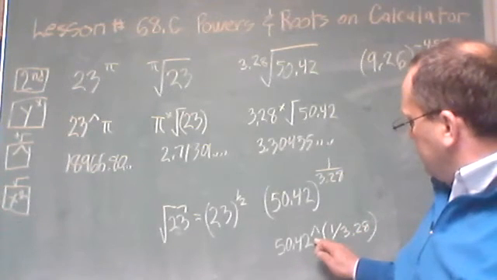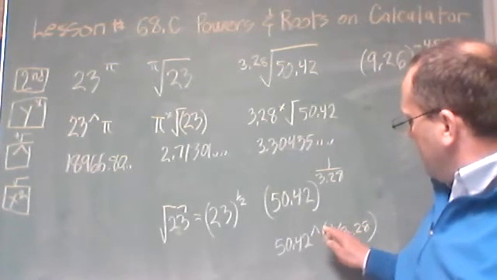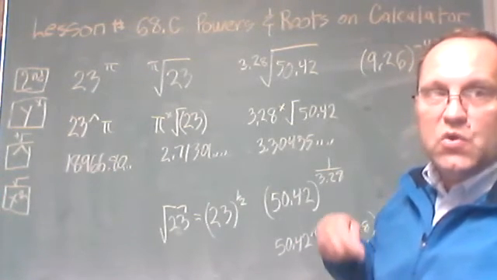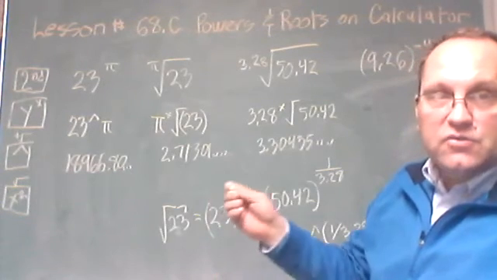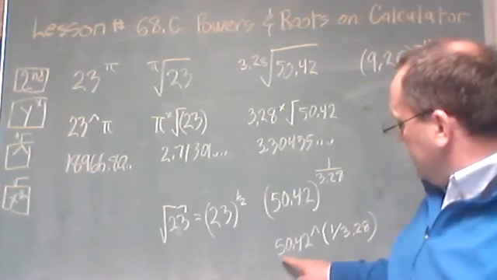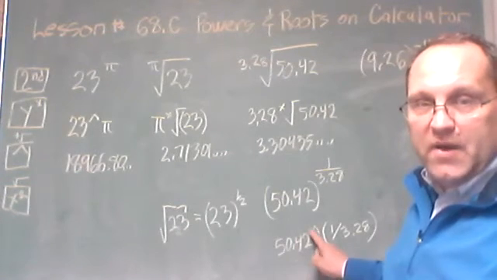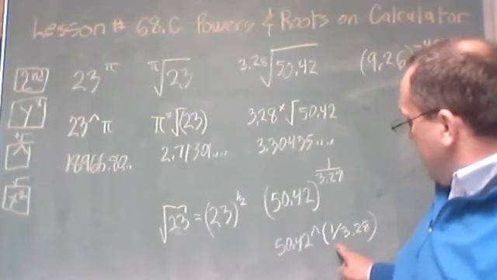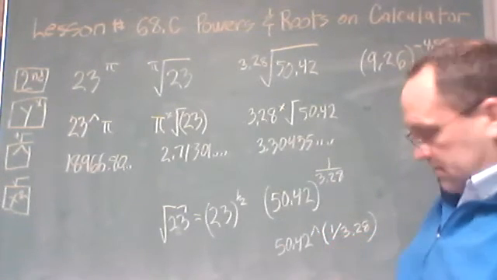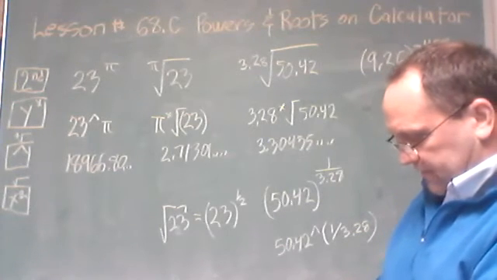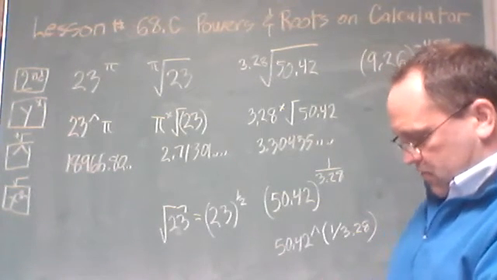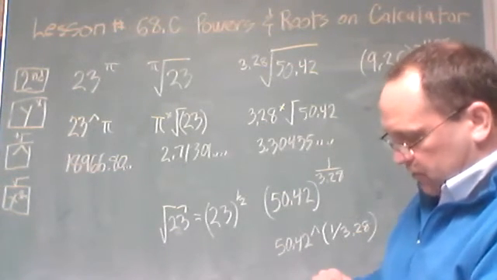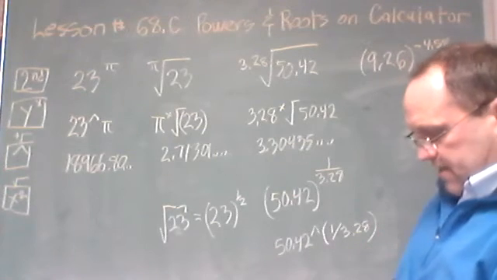if I don't do that, if I just put in raised to the power of 1 and then divide it by 3.28, remember the order of operations is to do exponents first and then do multiplication and division. So what it would do, it would raise 50.42 to the 1 power, and then it would divide it by 3.28. That's not what I want. I want it raised to the power of this. So let's go ahead and do that. I'm going to put 50.42, my caret symbol, parentheses, 1 divided by 3.28. I'm going to close off the parentheses. I'm going to hit the equal button.